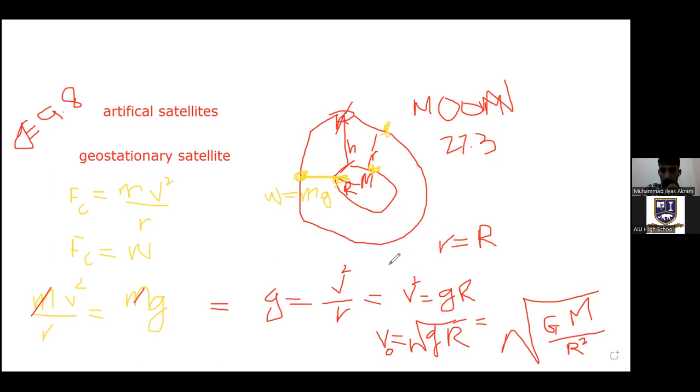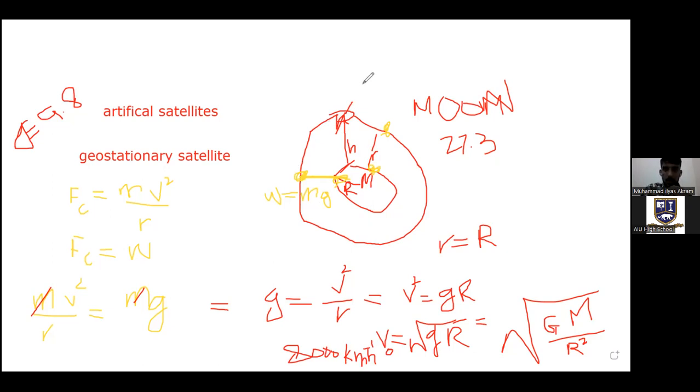And if we calculate this value, it is equal to 8,000 kilometer per hour. It means that in 1 hour, it completes about 8,000 kilometer of distance. So that is the topic of gravity.